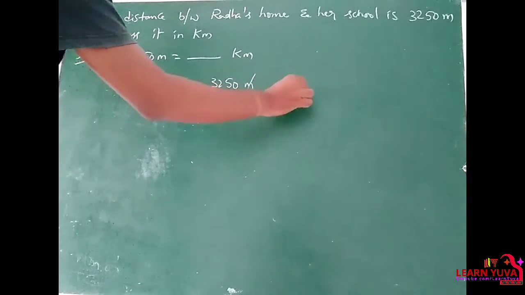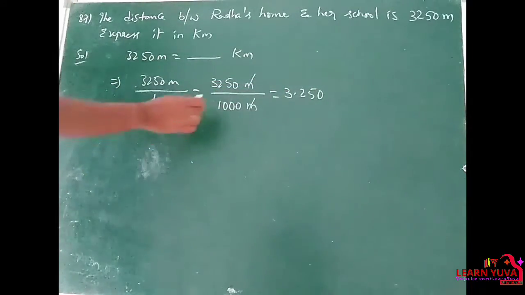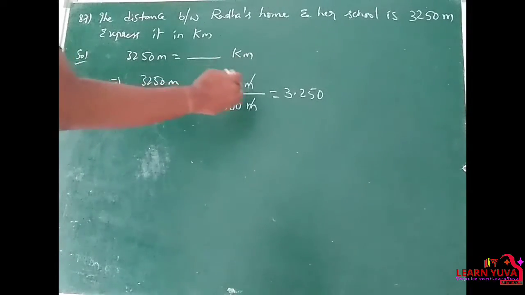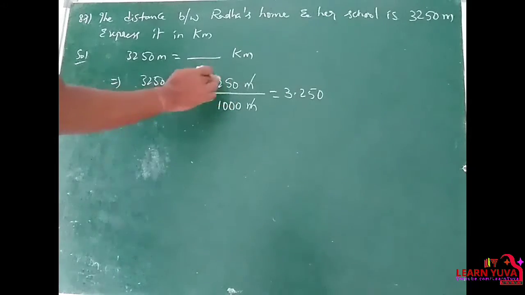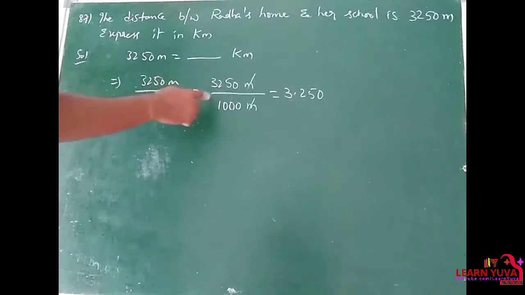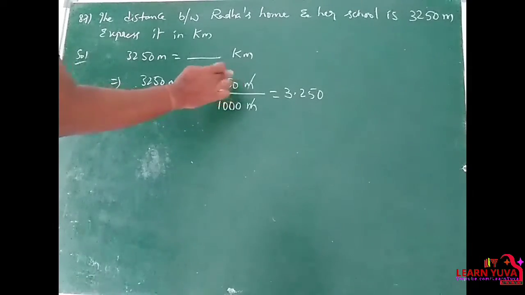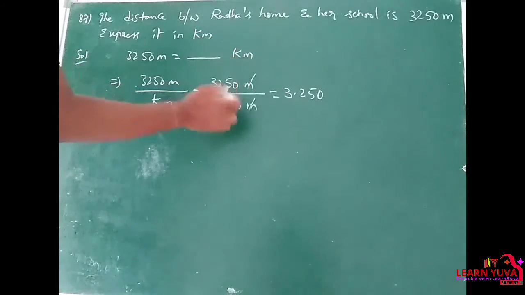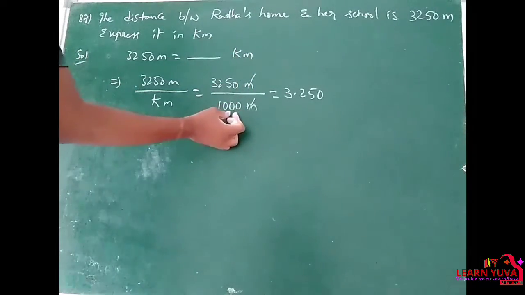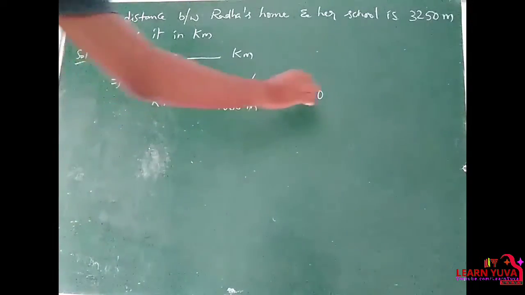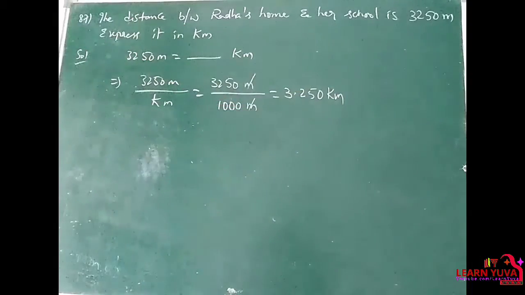Simply we get 3.250. Here there are 3 digits, so we have to keep from right hand side. After 3 digits we have to keep the point. 3 point. If there are 2 digits, 2 zeros, then we have to keep the point after 2 digits from right hand side. So here there are 3 digits, so we have to keep point after 3 digits from the right hand side. So 3.250 kilometers. Okay.